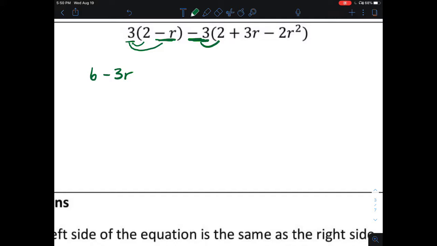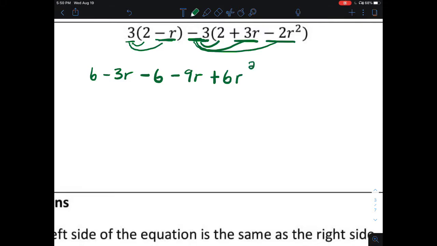So negative 3 times 2 gives me negative 6. Negative 3 times 3r gives me negative 9r. And negative 3 times negative 2r squared. Well, negative 3 and negative 2 when multiplied together is going to make positive 6. And then it still has an r squared.